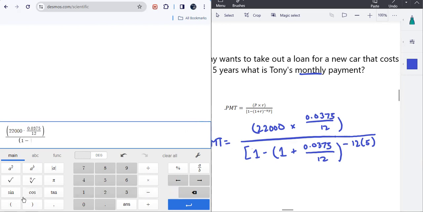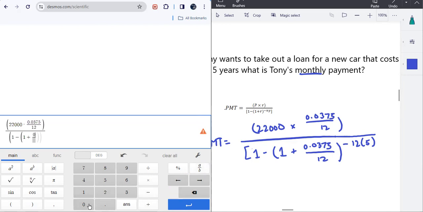1 minus another parenthesis, 1 plus another fraction, 0.0375. Click or tap to get to the bottom of that. Number 12. I'm going to use my right arrow key to get out of the fraction. I can close this parenthesis. Now I have an exponent, so I need to press this A to the power B button. And it looks like I have negative 12 times 5. And to get out of the exponent, you can press that right arrow key again.